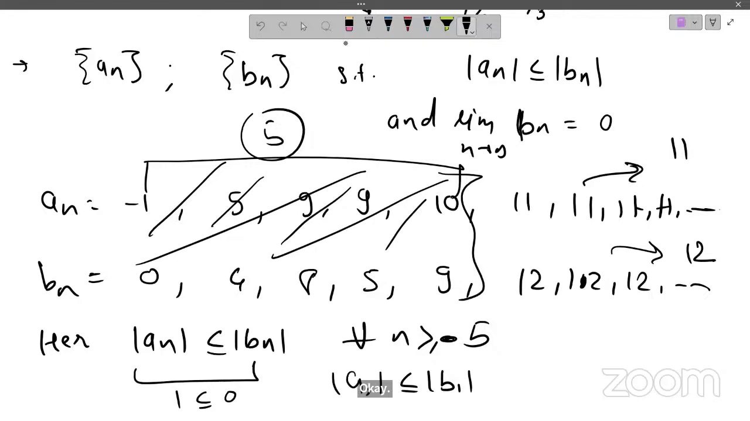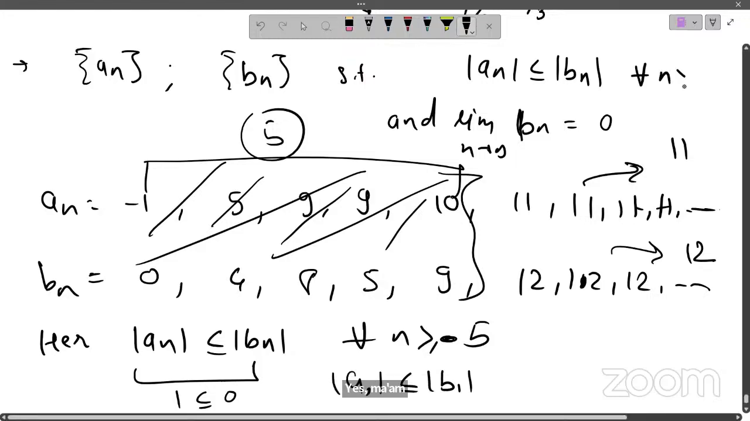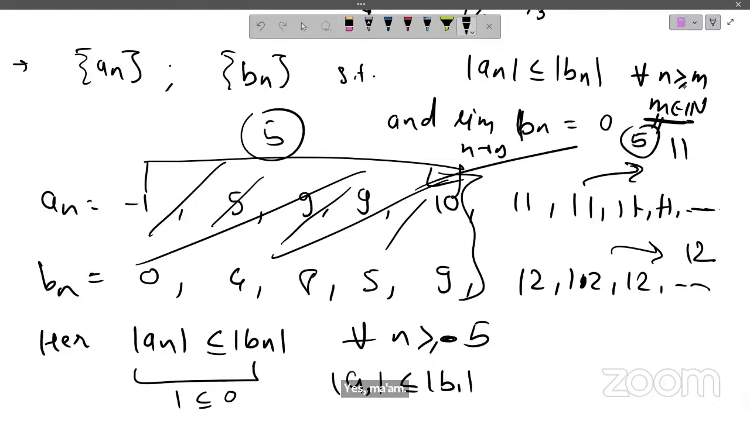So that's why they have written that this is happening for all n greater than or equal to m, where m is some fixed natural number. Here in our case, m is 5. That's why it is written there. Okay.